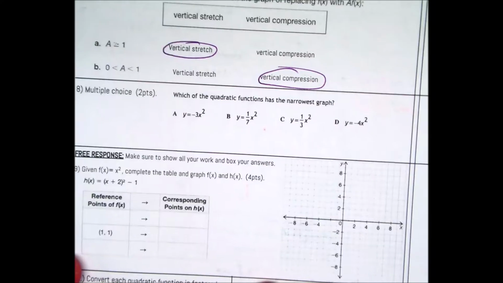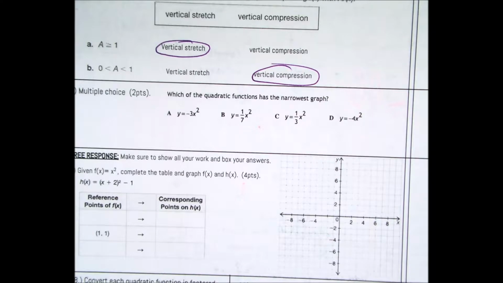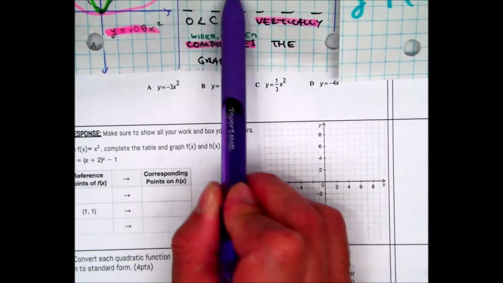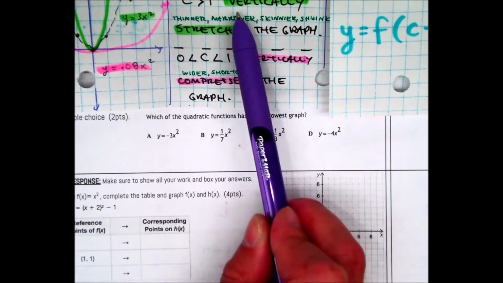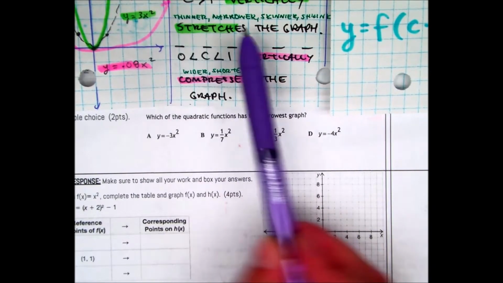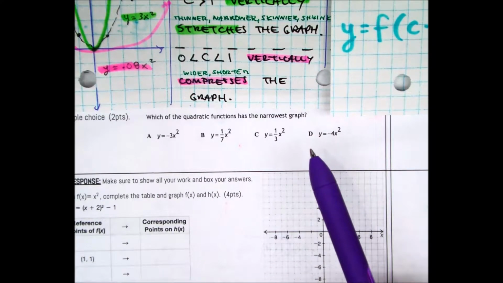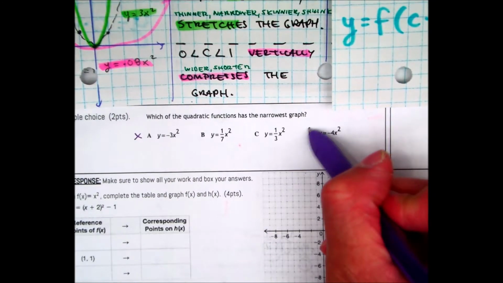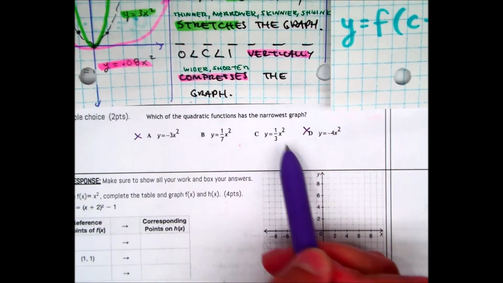Which of the quadratic functions has the narrowest graph? Well, a narrower, thinner graph means I need numbers that are greater than 1. Okay, so if it's greater than 1, then we can use that. So this is not greater than 1, and this is not greater than 1. So your choices are 1/7 and 1/3.